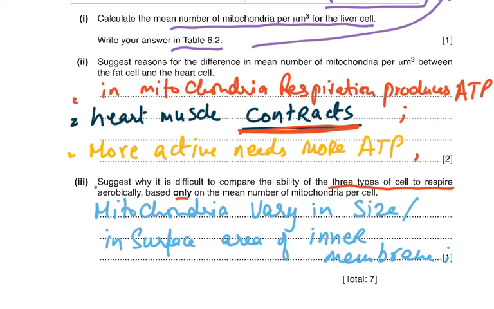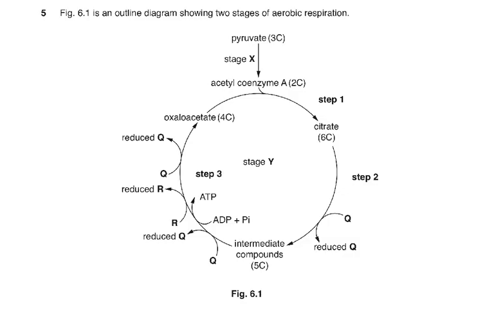I always say suggest is very difficult. It's only for the students who actually do understand a high level of biology, and I often ask you to just leave it, because don't spend hours on it and not even get that 1 mark. Coming to the last question, which is question 5, figure 6.1 is an outline diagram that shows 2 stages of aerobic respiration.